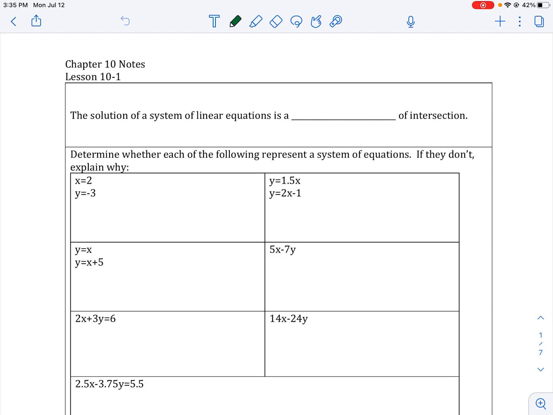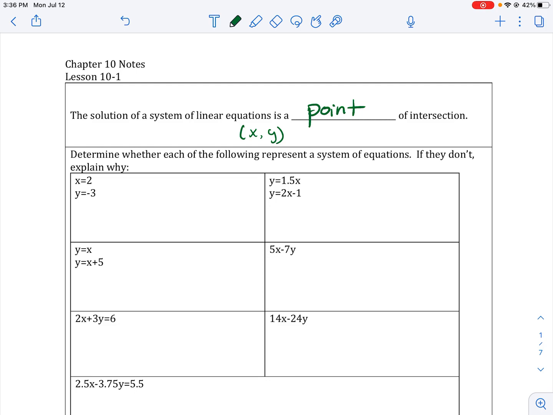Okay, so chapter 10, we are going to be dealing with solving systems of linear equations. But first, we want to know what a system of linear equations is. So here, the solution of a system of linear equations is a point of intersection. So your answer is always going to look like an ordered pair, or the coordinate x comma y.